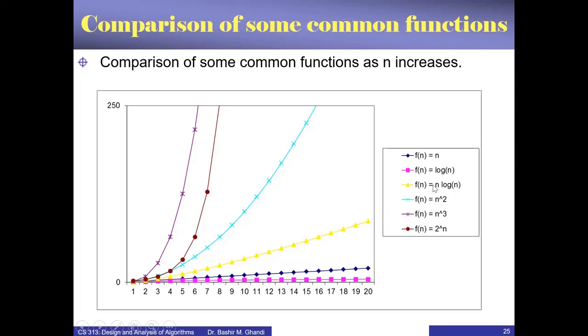Alright, so these functions are shown in this graph as n increases. Now, the purple one here is n cubed. It looks like it is big. And so on. The brown here is the exponential.